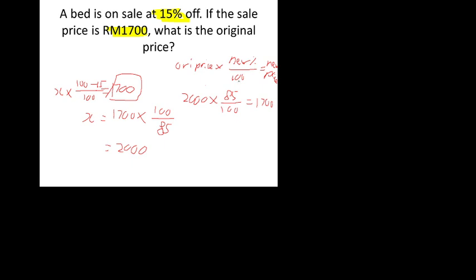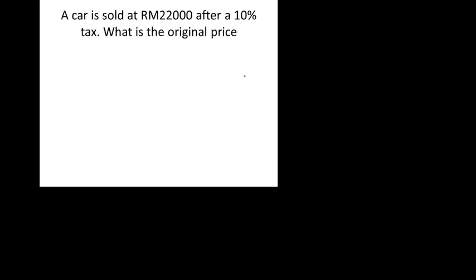Or you can go in reverse. If I put 1700 here, then I get 85 over 100, then I can also find the original price. So the main formula is actually this one. This one you can use for all four things. So let's try with this one. Oh, I forgot to put a question mark. A car is sold at 22,000 after 10% tax.